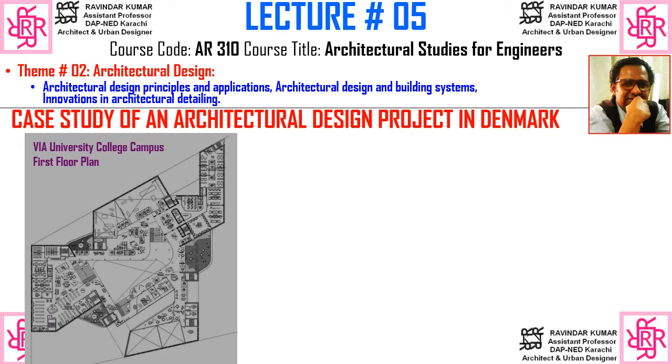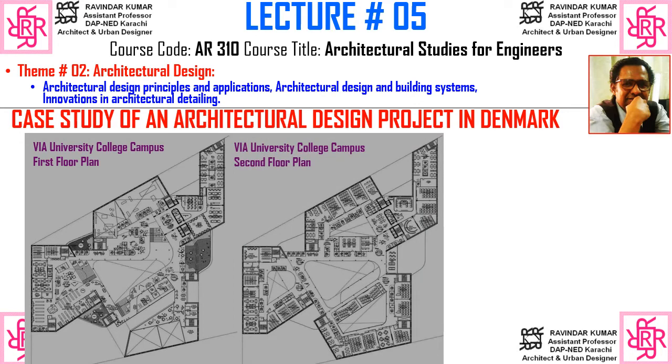Now this is the floor plan of the VIA University College campus. In the floor plan, you can find a central atrium, and the spaces are developed in the surroundings; the surrounding spaces enclose the central space. This is the second floor plan, which is refined, where you find the classrooms on every wing of the project, and labs.